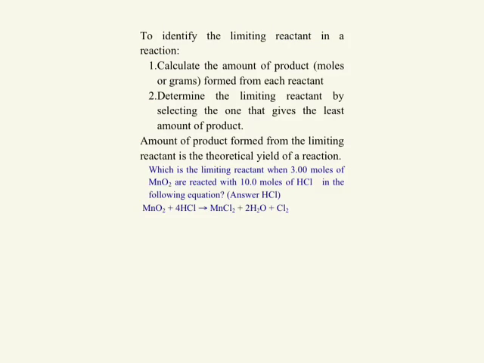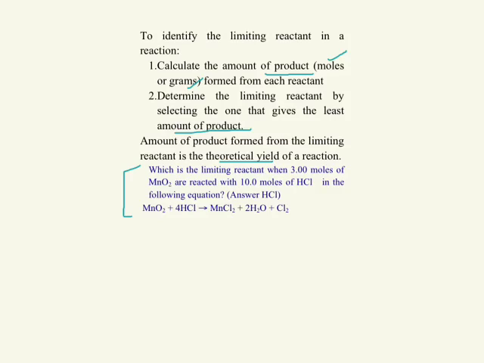Now, this was a general example. Then how do we find out the limiting reactant in a reaction? First, you calculate the amount of product formed from each reactant, like we saw in the previous slide, where I was making the sandwiches. That amount of product that you're calculating can be in moles or grams. Then determine the limiting reactant by selecting the one that gives the least amount of product. This is also known as the theoretical yield. Let me explain with this question.